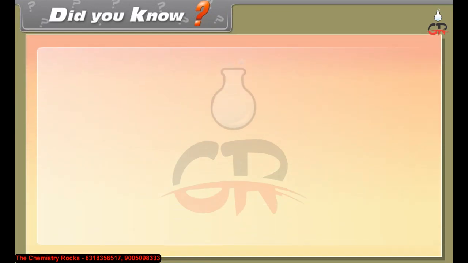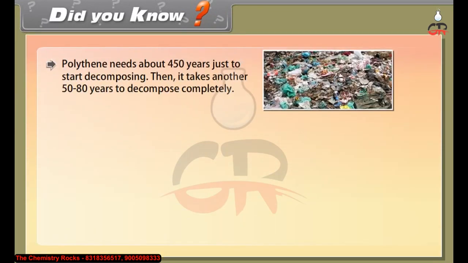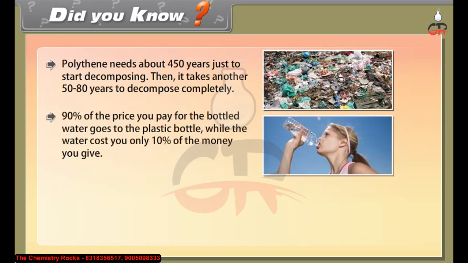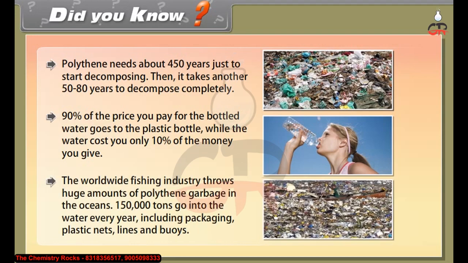Did you know? Polythene needs about 450 years just to start decomposing. Then it takes another 50 to 80 years to decompose completely. 90% of the price you pay for bottled water goes to the plastic bottle, while the water costs you only 10% of the money you give. The worldwide fishing industry throws huge amounts of polythene garbage in the oceans. 150,000 tons go into the water every year, including packaging, plastic nets, lines, and buoys.